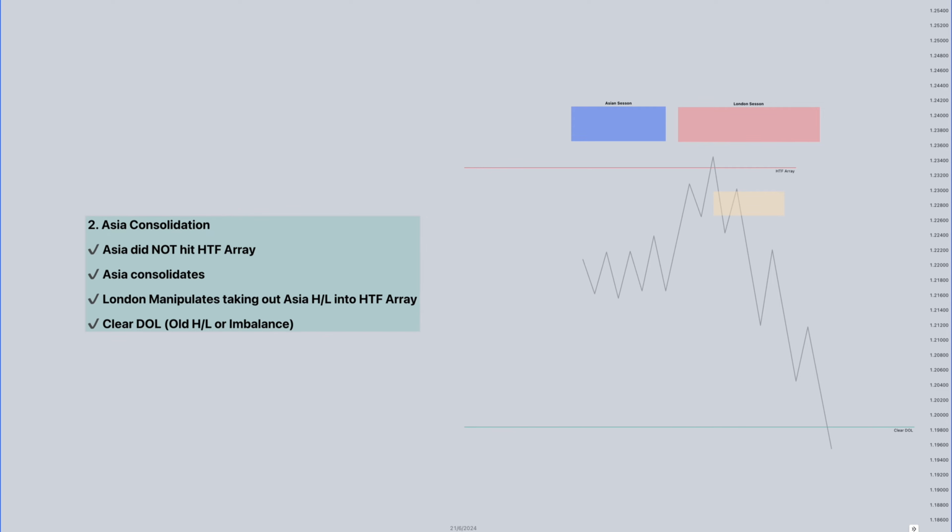The second part of the framework is the Asia consolidation. This is the most well-known framework for the London session. It's when the Asia session did not hit the higher time frame array yet, and it just consolidates inside the Asia session. And then London starts and it manipulates towards that higher time frame array, and then displaces lower with a fair value gap towards the clear drawn liquidity.